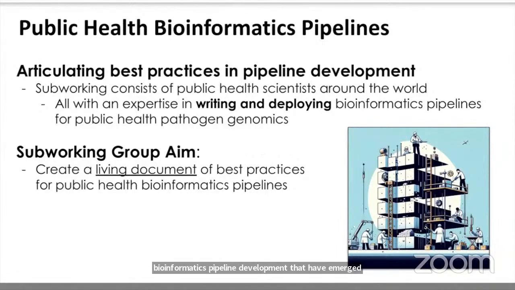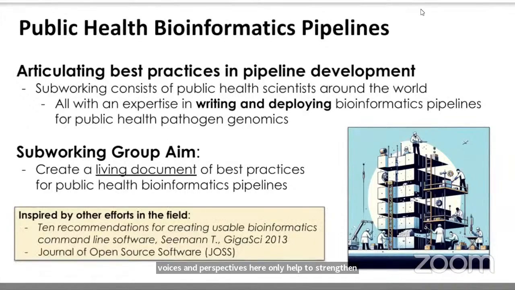And as I said, we're a small cohort of public health scientists representing various parts of the world. And within our sub-working group, we have expertise in both writing and deploying bioinformatics pipelines for public health pathogen genomics. And as we've worked towards this project, our guiding light has been to create a living document of best practices for public health bioinformatics pipelines. And again, I want to emphasize the living document part of this. More than anything, we are hoping to start a conversation around these best practices. And we really invite folks to take a look at what we proposed and provide their honest feedback for us. More voices and perspectives here only help to strengthen our efforts.